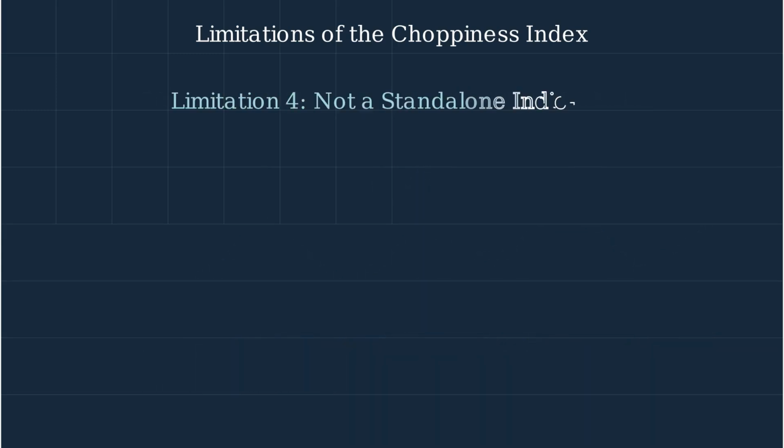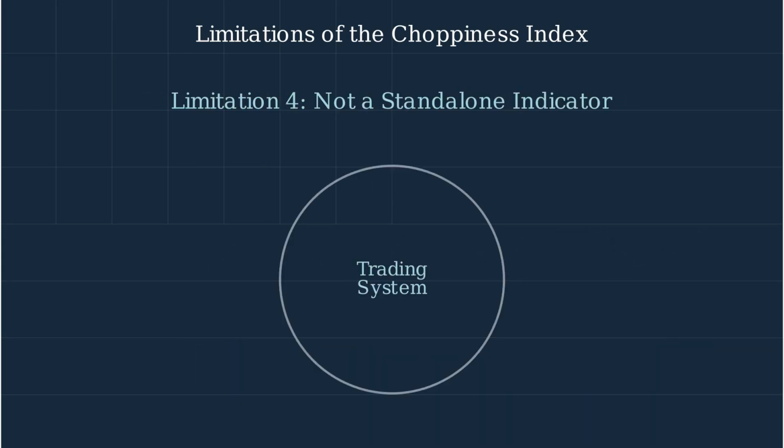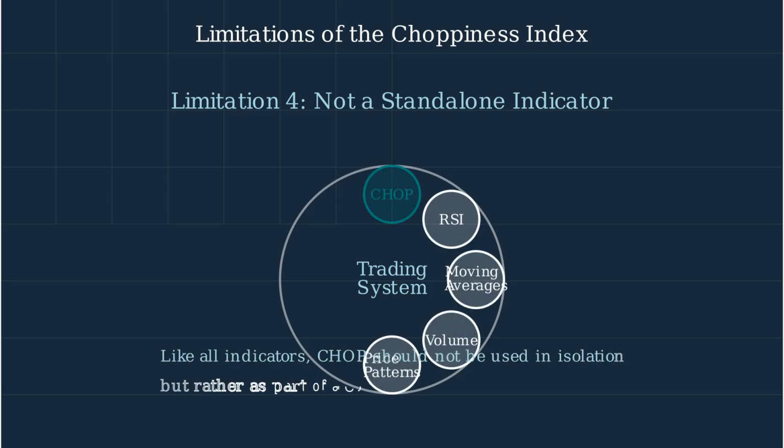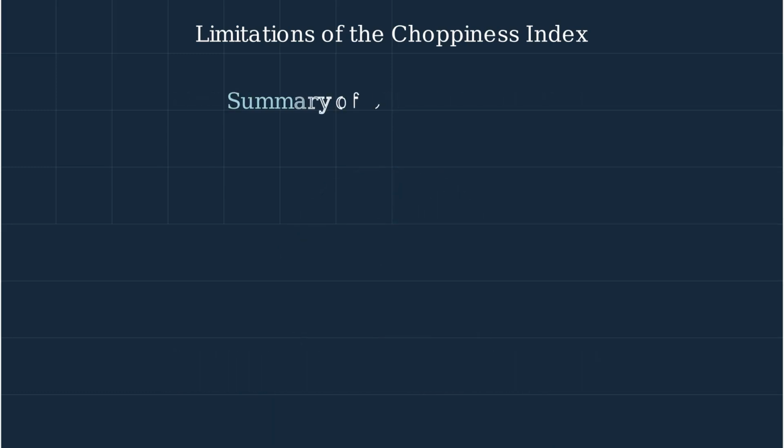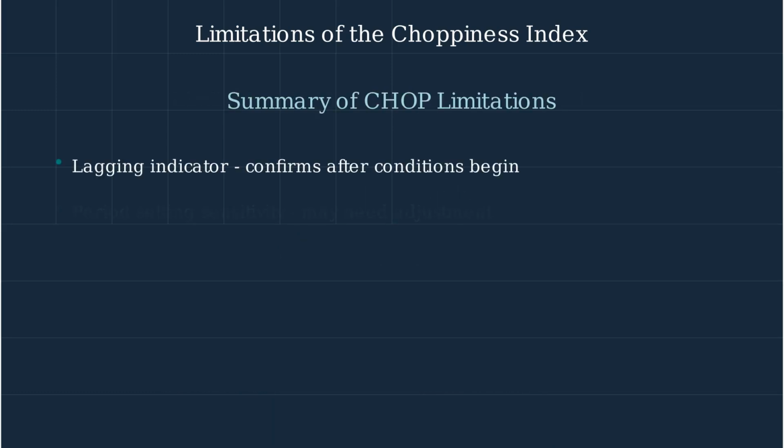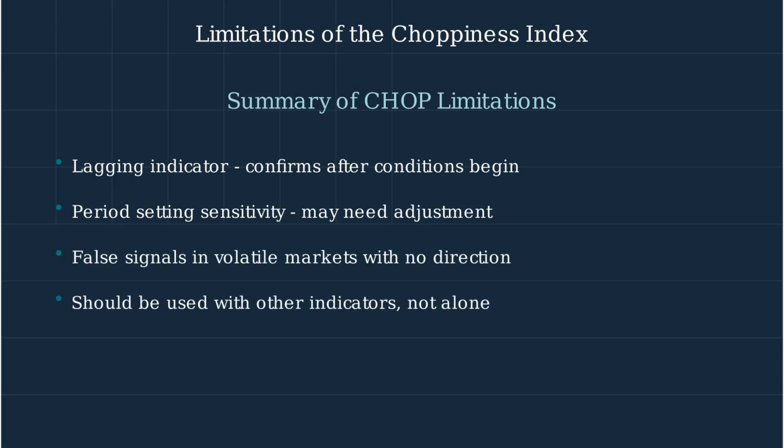Finally, like all technical indicators, the Choppiness Index should not be used in isolation. It's most effective when combined with other technical indicators and analysis methods as part of a comprehensive trading system. To summarize, the Choppiness Index has 4 key limitations. It's a lagging indicator. Its standard period setting may need adjustment based on market conditions. It can give false signals in volatile markets, and it should always be used as part of a comprehensive trading system.